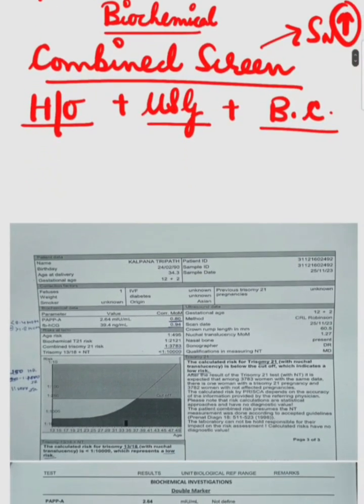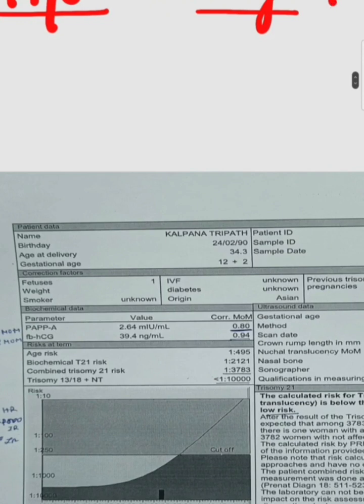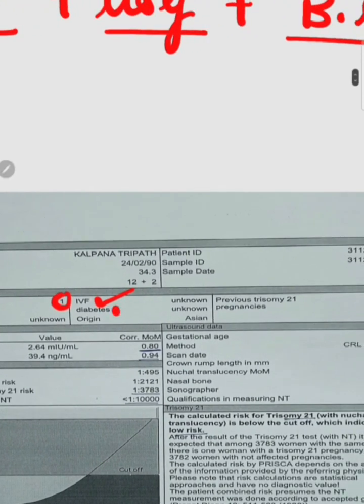So what are the history indicated markers? Now let us look at this report. This is a lady who has come. This is a combined screening report. Now see what all things are seen in history. Number 1, number of fetuses, whether it is one fetus or a multiple pregnancy. Next, the weight of the lady. If weight is more, then she is obese and she might have more chances of aneuploidies. Then whether there is history of smoking or not. Whether this is an IVF pregnancy, because IVF pregnancies will be associated with multiple fetuses and there will be an increase in beta HCG.